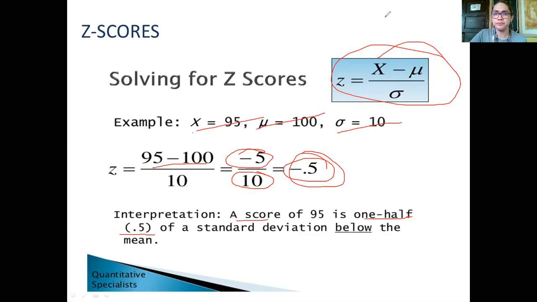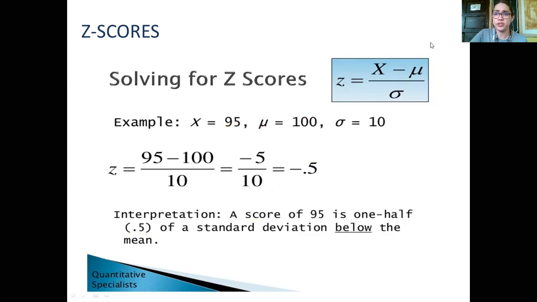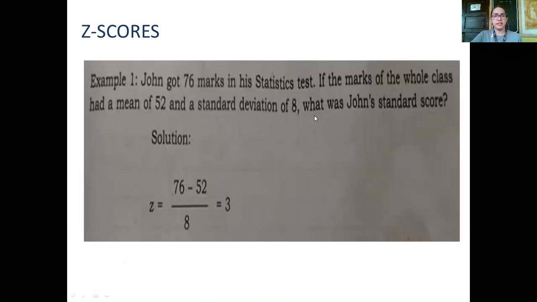So now let's have another example so that you will be able to master this one. Let's say John got 76 marks in his statistics test. If the marks of the whole class had a mean of 52 and a standard deviation of 8, what was John's standard score?